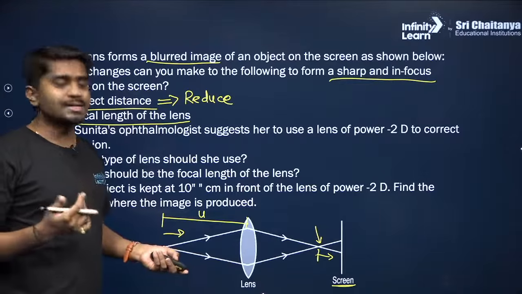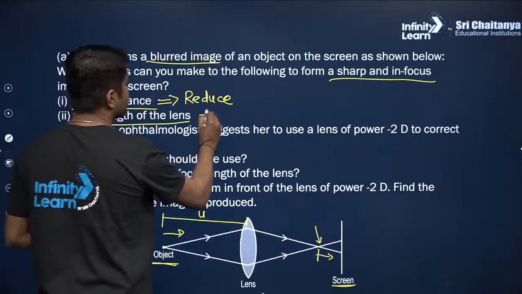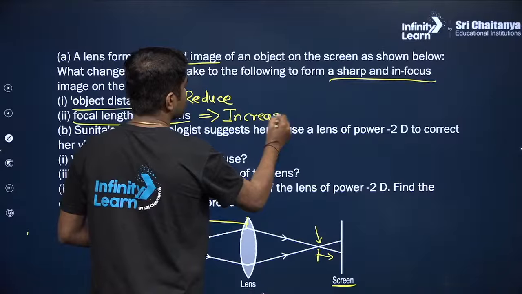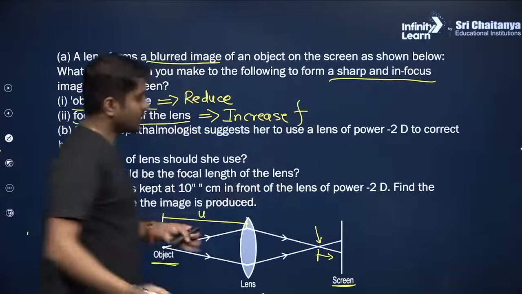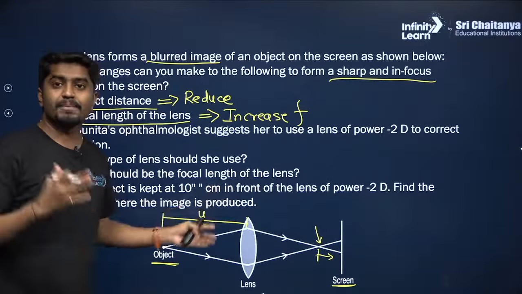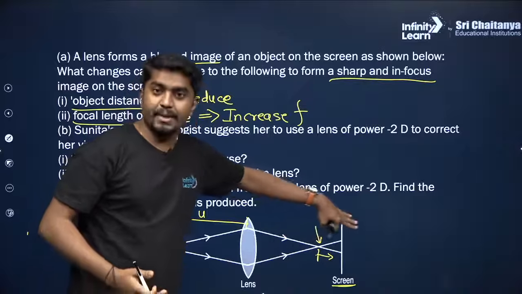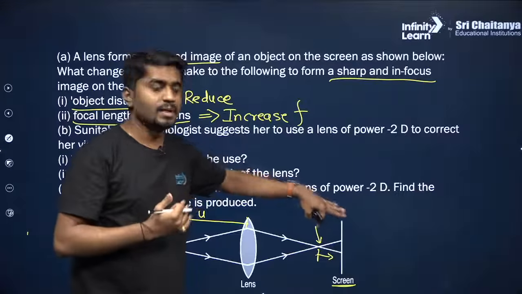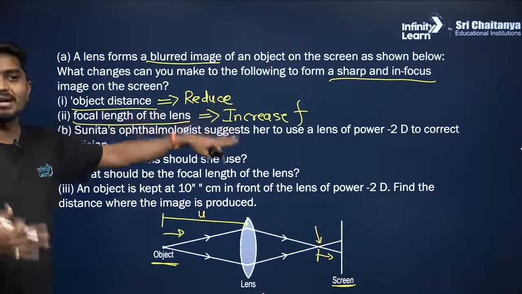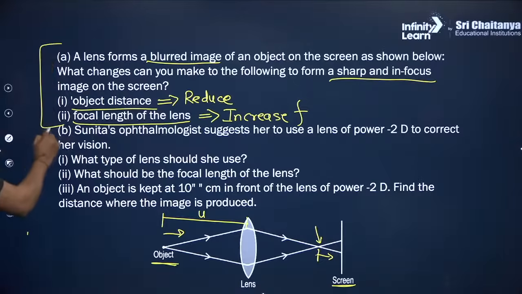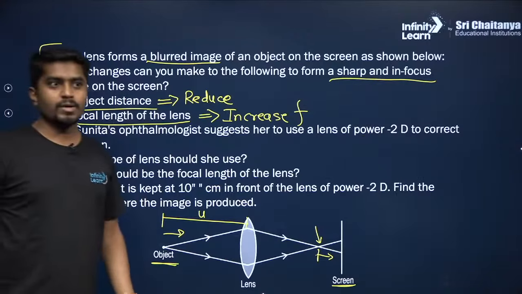So what you should do is increase the focal length. If you increase the focal length, that means you are reducing the power of the lens. So the convergence will happen after a certain distance. So that is the answer, increase the focal length. Okay, this was question A and now we have another question here from B. Okay, so let's solve that.